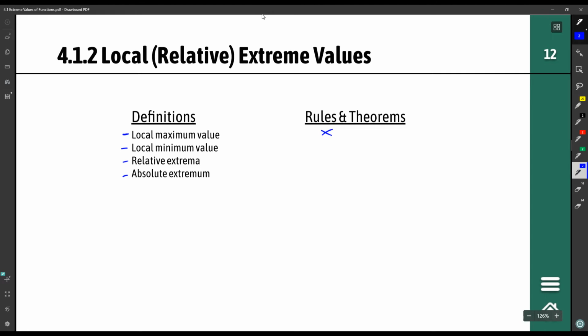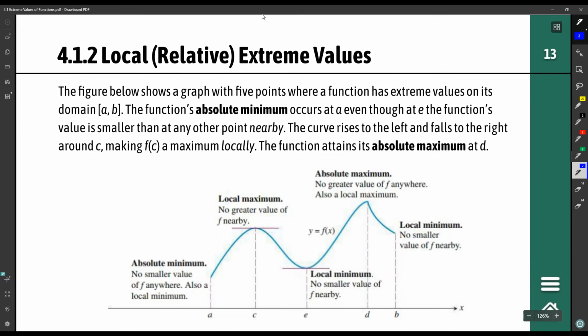There are no rules or theorems in this section. So let's get started then with a graph and a bit of a description. This figure below is a graph with 5 points. So 1, 2, 3, 4, and 5. And it has extreme values on the domain that's closed from A to B.